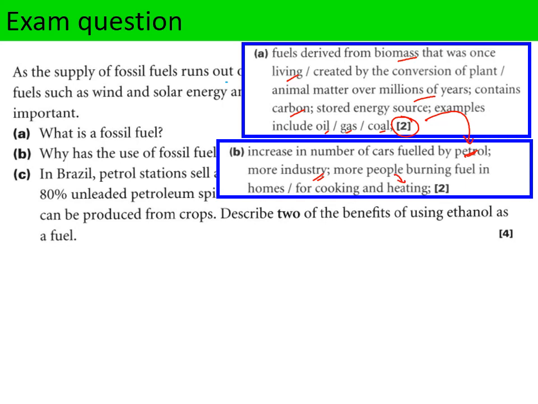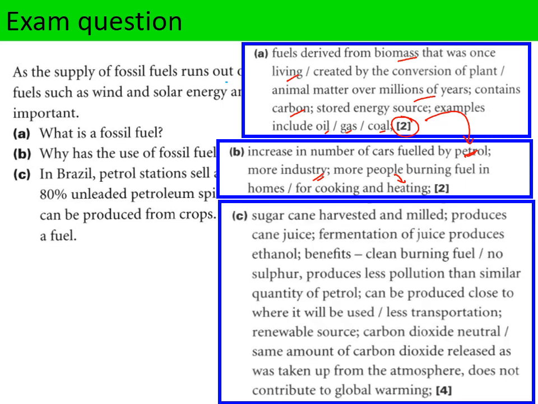Now, the third question says, in Brazil, petrol stations sell a type of fuel which is made of 80% unleaded petroleum spirit and 20% ethanol. Describe two of the benefits of using ethanol as a biofuel. So we know ethanol is produced by anaerobic respiration in yeast. It's a byproduct of respiration in these yeast in a lack of oxygen. So let's have a look at the answers.